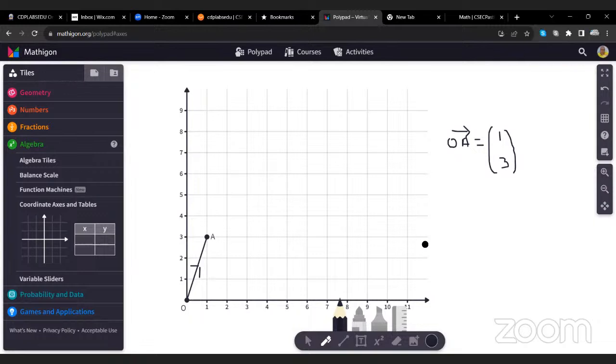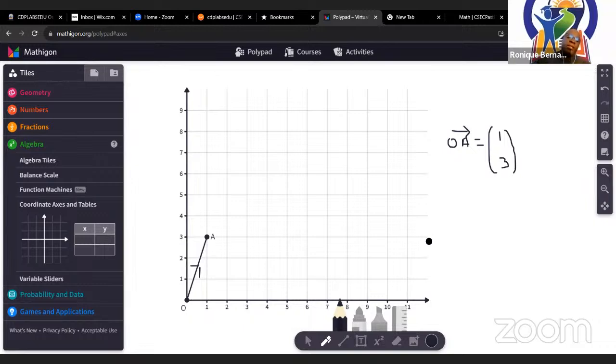All right, good. So now we're going to look at vector OB. In the vector OB, let's put B right there. So we draw the vector now. So we call that point B right here.